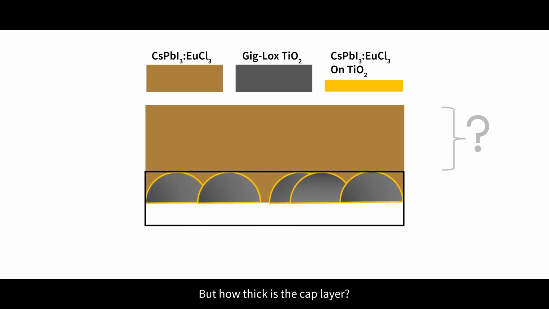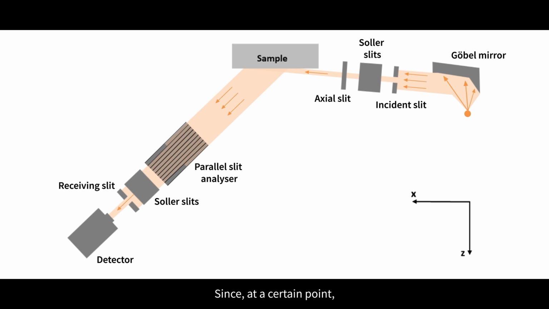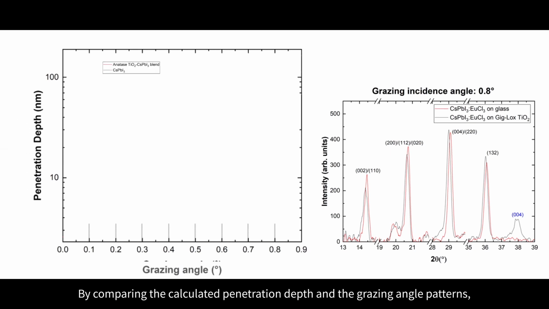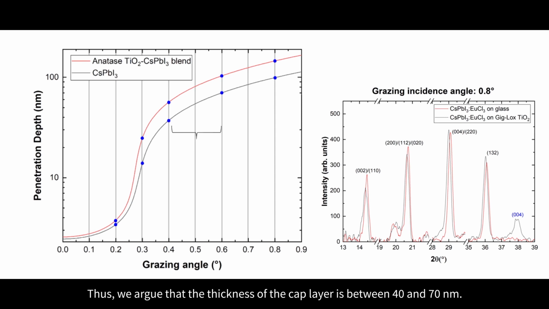X-ray diffraction. But how thick is the cap layer? Using the XRD grazing angle configuration and the calculated density, we evaluated the penetration depths according to the different incidence angles. Since, at a certain point, the X-rays will also reach the blend structure, we calculated another penetration depth considering its density. By comparing the calculated penetration depth and the grazing angle patterns, we observed the characteristic peak of the Gig-Lox titanium dioxide at between 0.4 and 0.6 degrees. Thus, we argue that the thickness of the cap layer is between 40 and 70 nanometers.